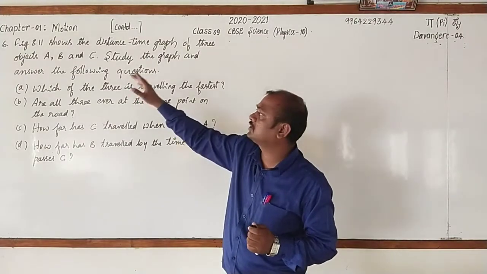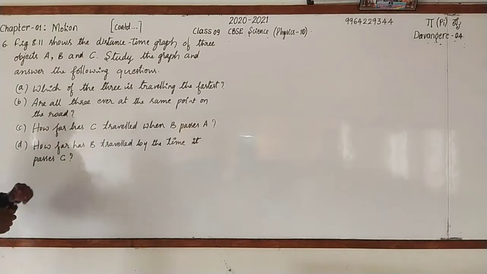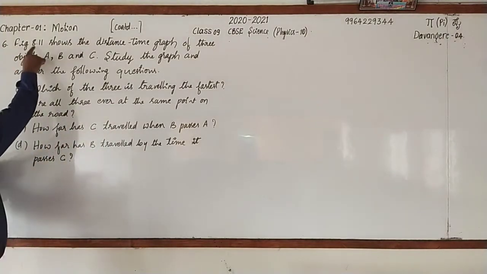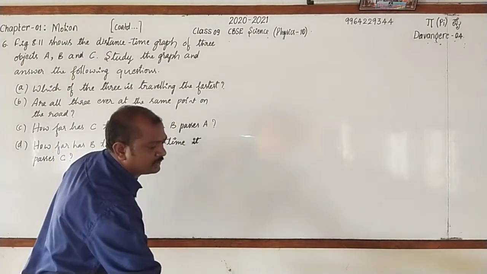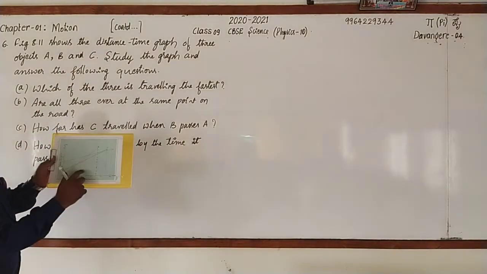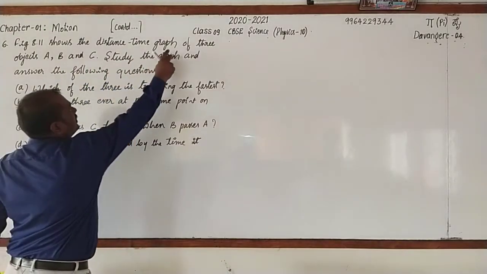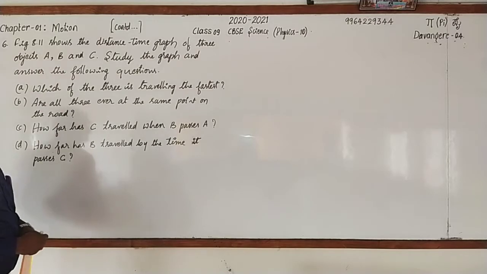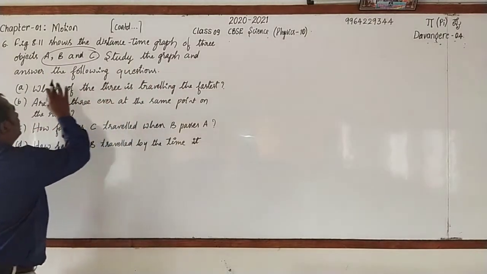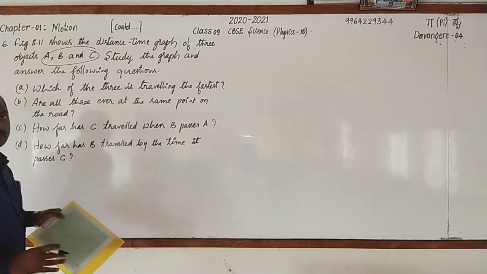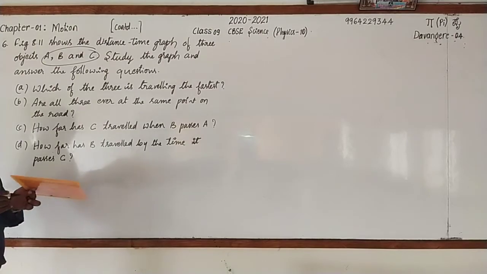Now, the 6th question has been written on the board. Please observe. Let me read that first. Figure 8.11 shows the distance-time graph. This is a distance-time graph of 3 objects A, B and C. Study the graph and answer the following questions. These are the 4 sub-questions. Let's go through them one by one.